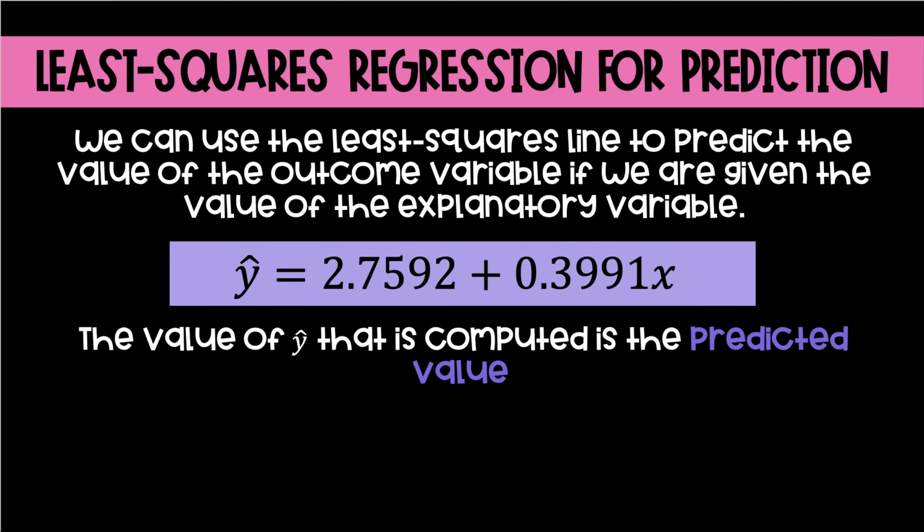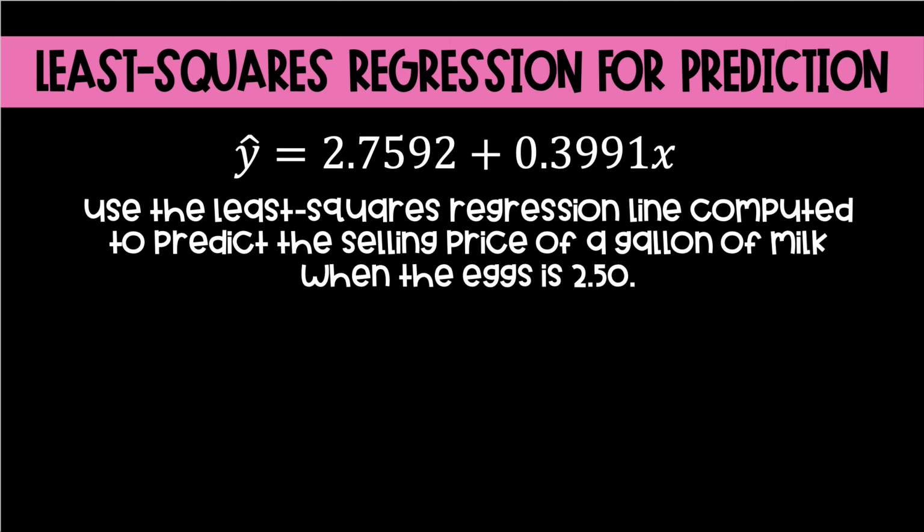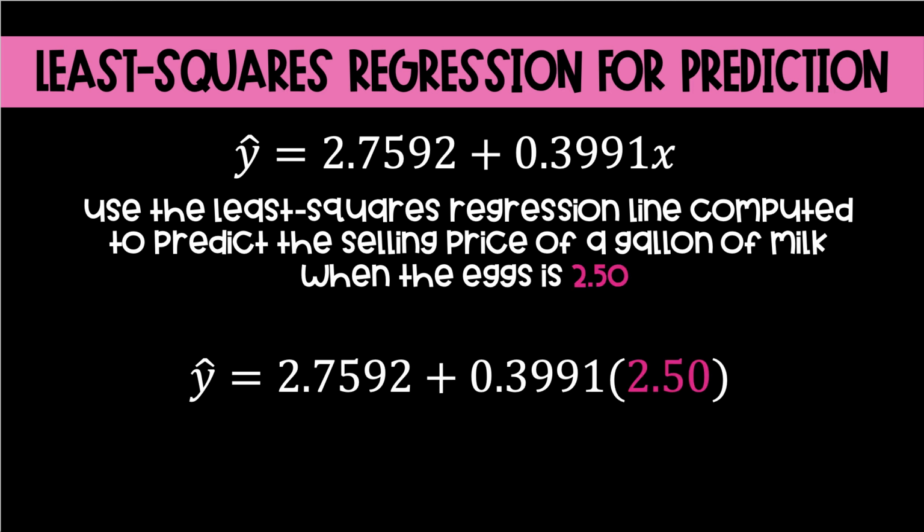Now, using this least squares regression line, we can predict values. Let's attempt to use our least squares regression line to predict the selling price of a gallon of milk when the X is $2.50. All we have to do is substitute that $2.50 in our X value, compute it, and we're going to get the price of a gallon of milk when the price of a dozen eggs is $2.50.